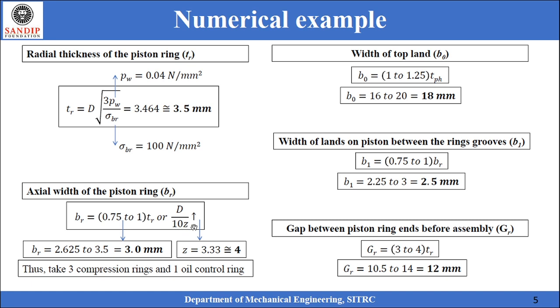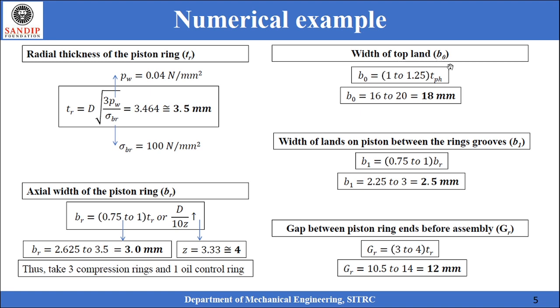We will make use of the second formula to calculate the number of piston rings to be used. By putting the value of BR and capital D, Z can be calculated as 3.33. Number of piston rings cannot be a fraction, so we rounded it off to 4. We can round it off to 3 as well, but higher number of piston rings result in better heat transfer, so we have taken that benefit by rounding it off to a higher value. Since there are 4 piston rings, we will take 3 compression rings and 1 oil control ring in the design.